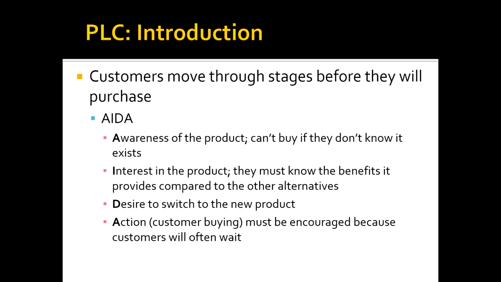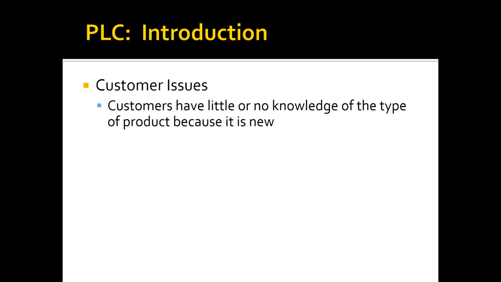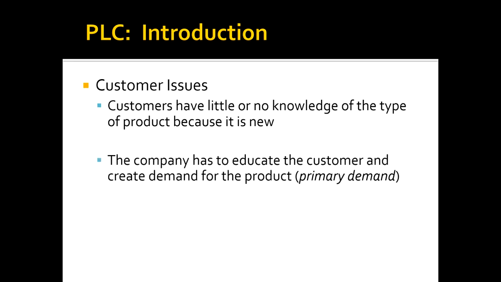Then you have to say, this seems pretty good. I think I want to get it. It's better than how I do things now. Then finally, you have to act on that desire. You have to go out and actually purchase it or perform the behavior. So consequently, when companies launch new products that are really different, consumers don't know very much about them. It makes it difficult for them to purchase them.